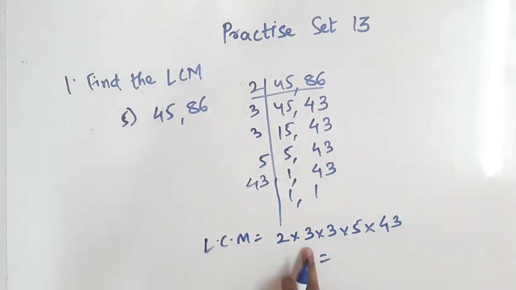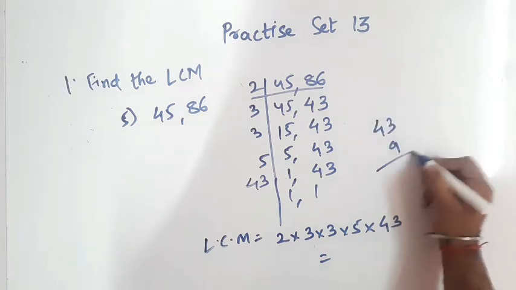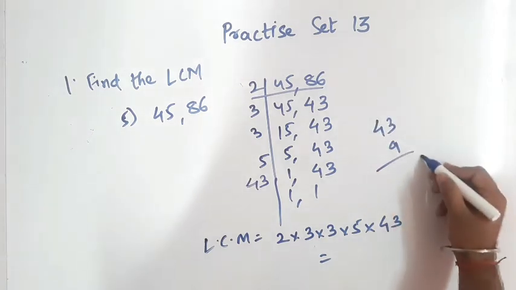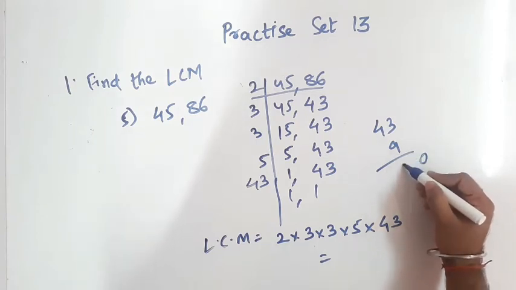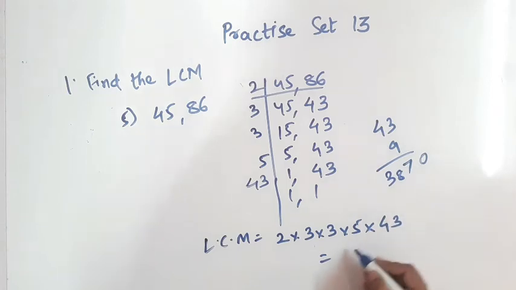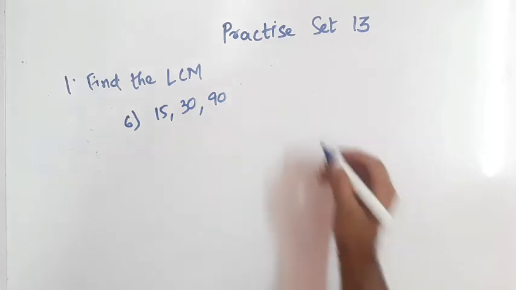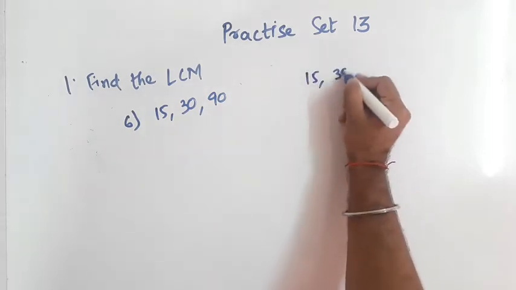So what is this? 2 3s are 6, 6 3s are 18, 18 5s is 90, 90 into 43, 43 90. Okay, 0 I will put later, this is 0, 9 3s are 27, 9 4s are 36 plus 2, it is 3870. Okay, this is the LCM of these two numbers. So now for 50, 30 and 90, we have to find the LCM.